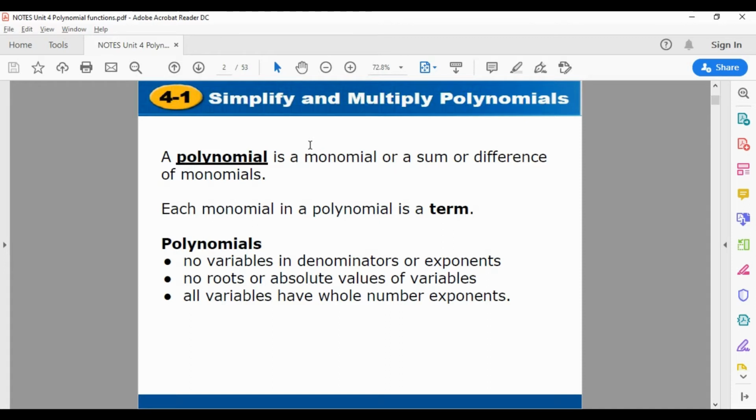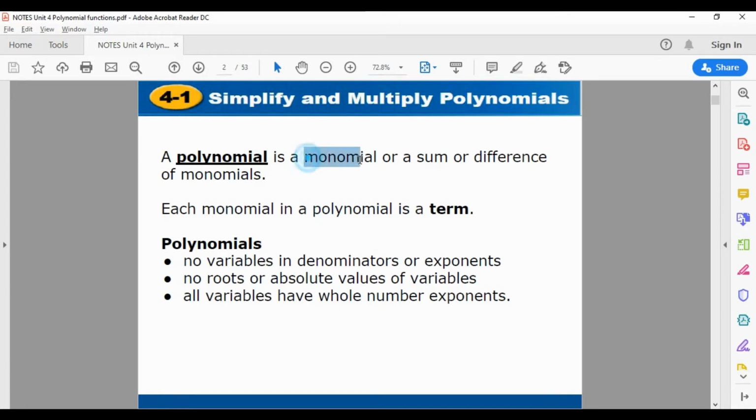So first off, what is a polynomial? A polynomial is a monomial, or a sum or difference of monomials. What we mean by monomial, we often just use the word term. So if you have a quadratic, x squared plus x plus 1, each element within that, x squared and the x and the 1, can fall into the category of a monomial.